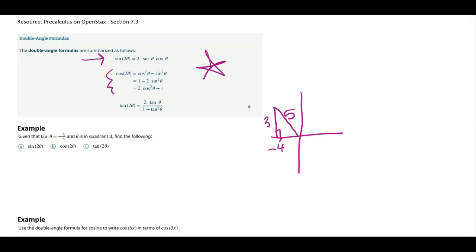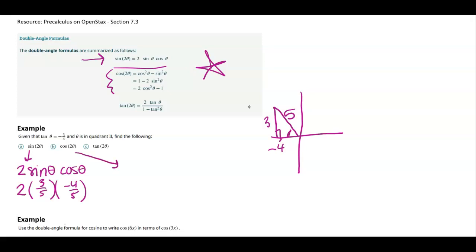So if I wanted to find the sine of 2 theta, I would say that that's equal to 2 sine theta cosine theta. And I'm using this identity right here to do that. That's going to be 2 times, well, the sine of theta, using this as my reference angle, is 3/5. And the cosine is -4/5. And I'm just going to leave this in unsimplified form just so you can see how the formulas work.